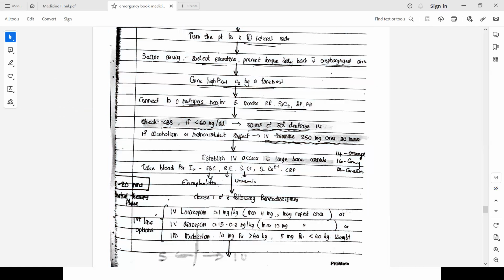So check a CBS. If it's hypoglycemic, less than 60 milligram per deciliter, you can do the hypoglycemia management. I won't go into detail. 50 ml of 50% dextrose IV.